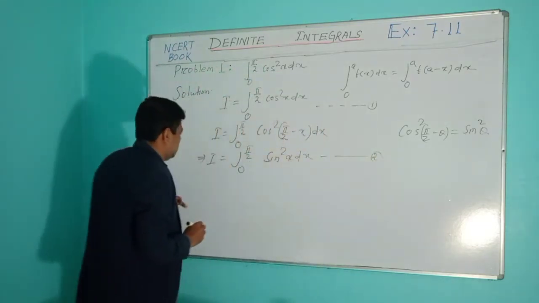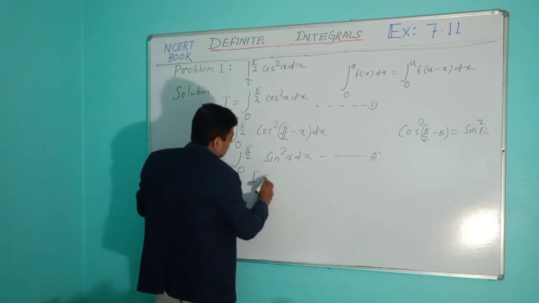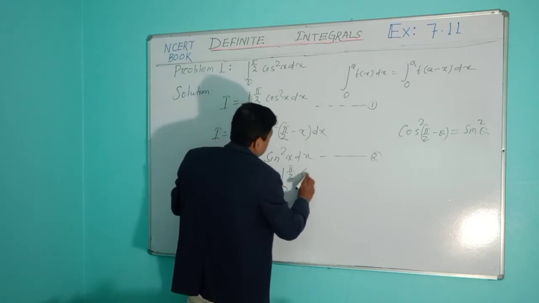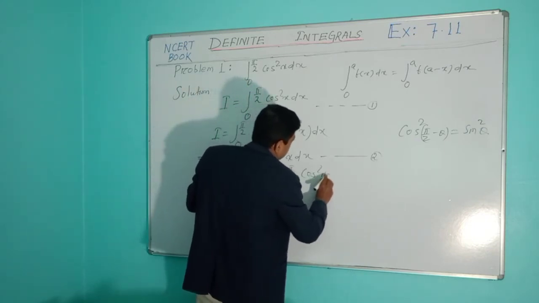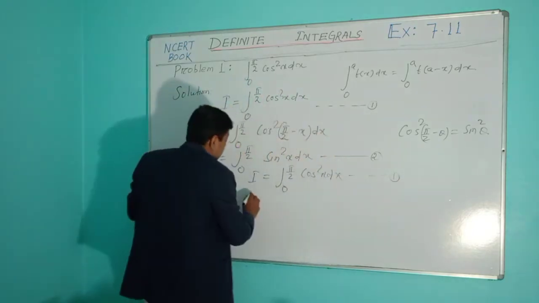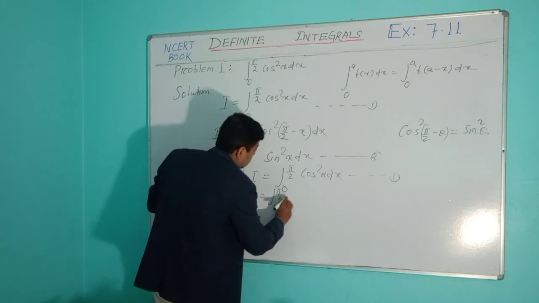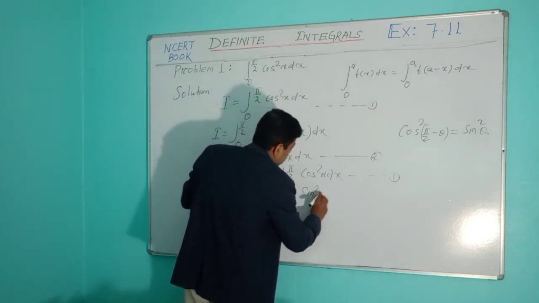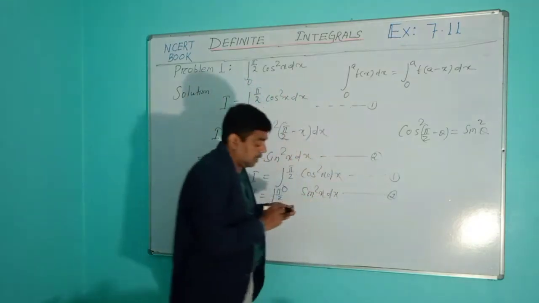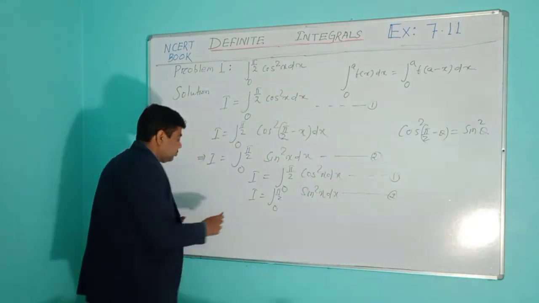Now let us add equation 1 and equation 2. Equation 1 is I is equal to the integration of 0 to pi upon 2 cos square x dx. This is equation number 1 we got. And the second equation is I is equal to the integration of 0 to pi by 2 sin square x dx. This is equation number 2. Now let us add equations 1 and 2.